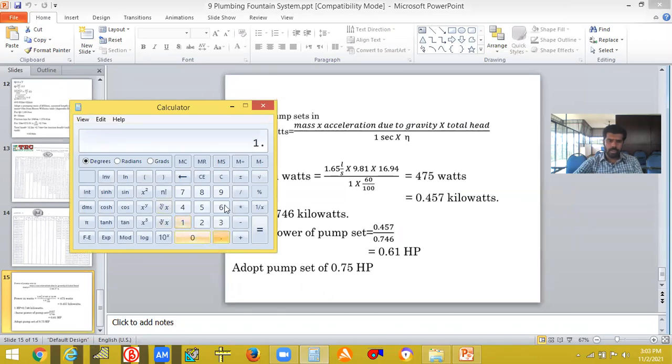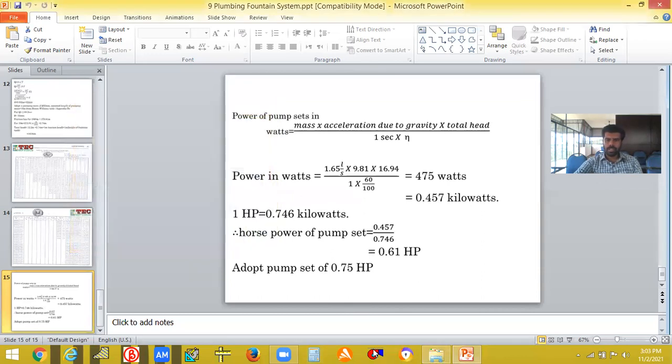Point 5 into 9.31 into 16.94 divided by 0.6. 456.99. Correct, 457 watts. We got 457 watts. So that is the correct answer.